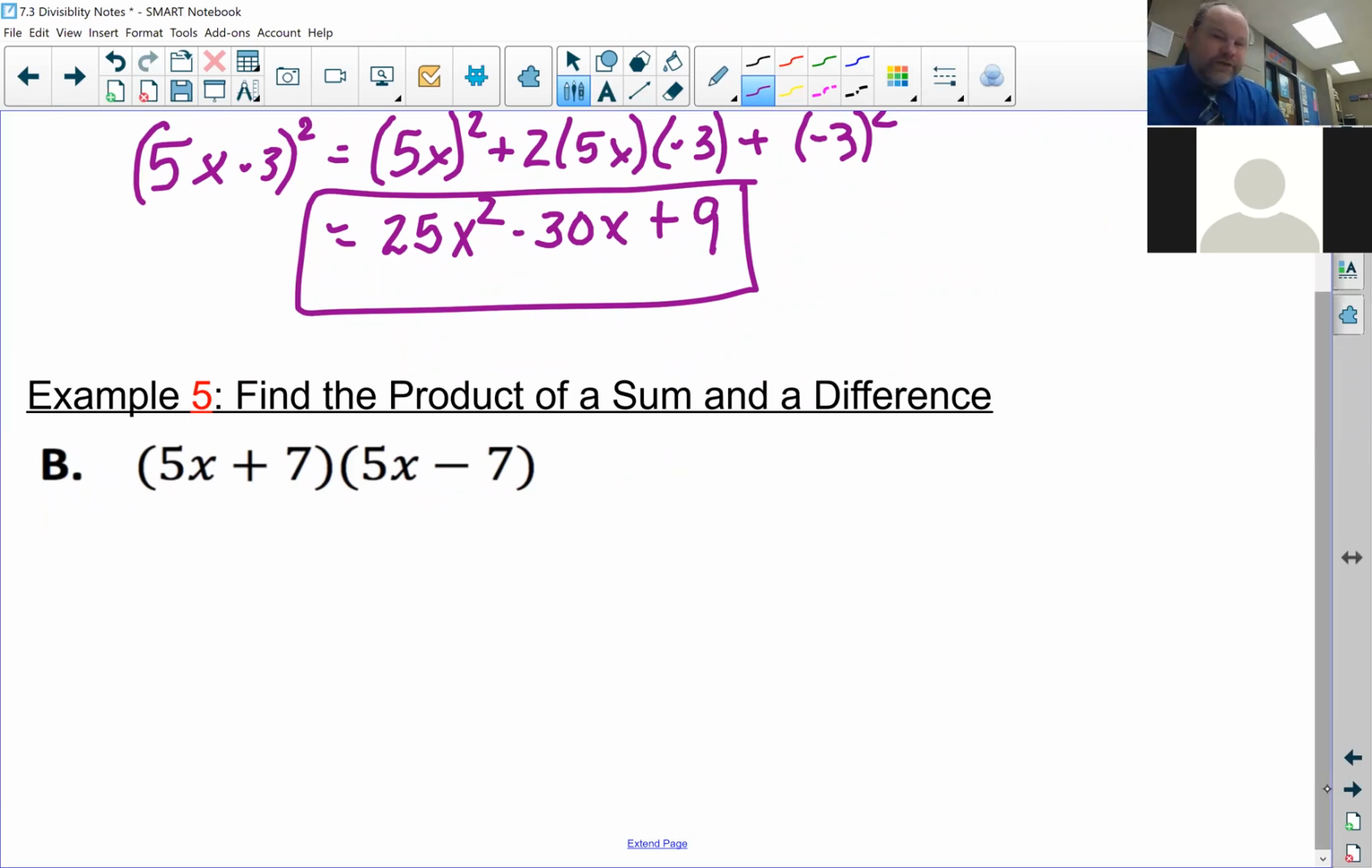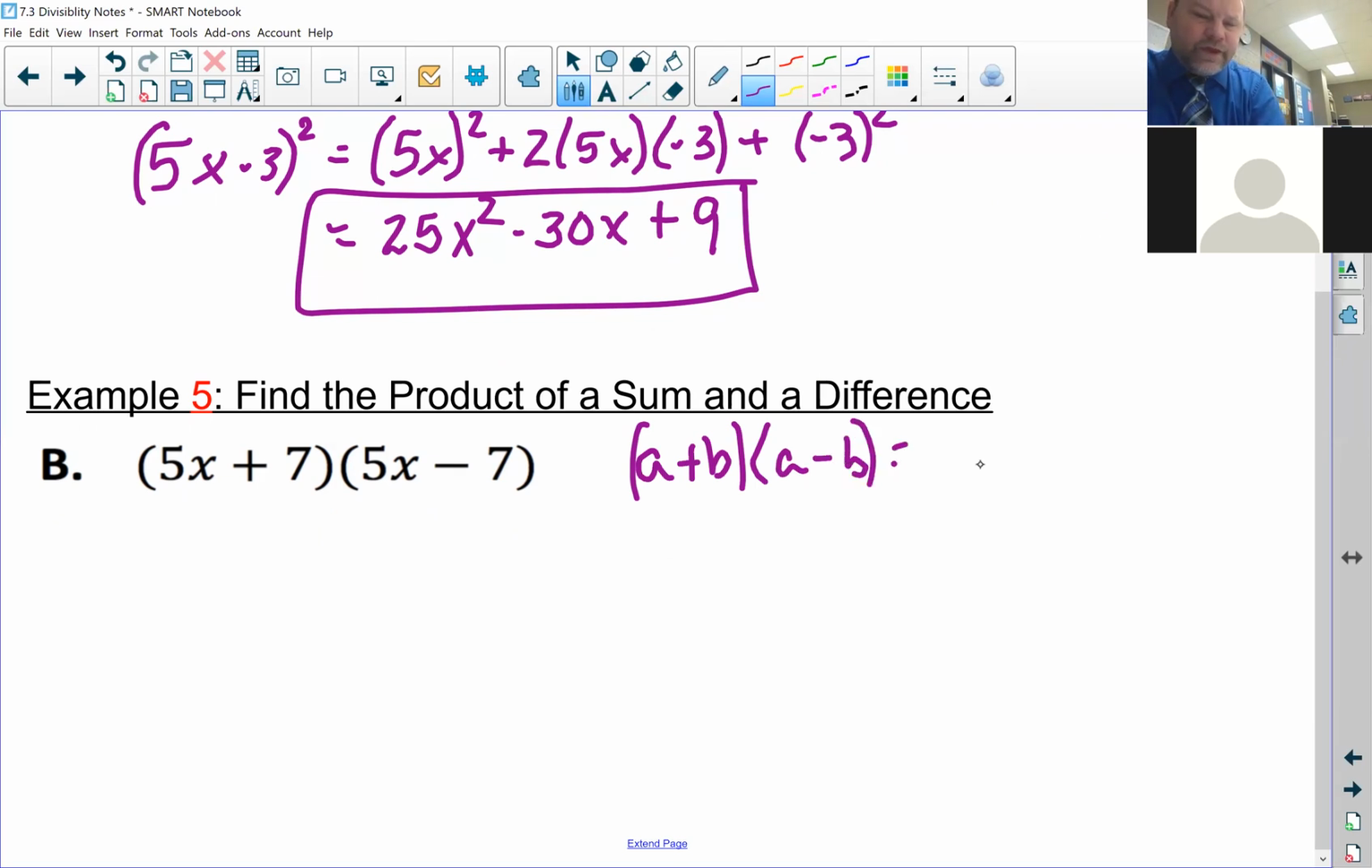The other one is if we had the product of a sum and a difference. And again, you could use FOIL, you could use the box, both would work. Or you can remember the shortcut. If you have a plus b times a minus b, you end up with a squared minus b squared. And I'll be honest, in my early algebra days, this is the one I memorized. I didn't memorize the perfect square or the binomial squared until later in my algebra career.